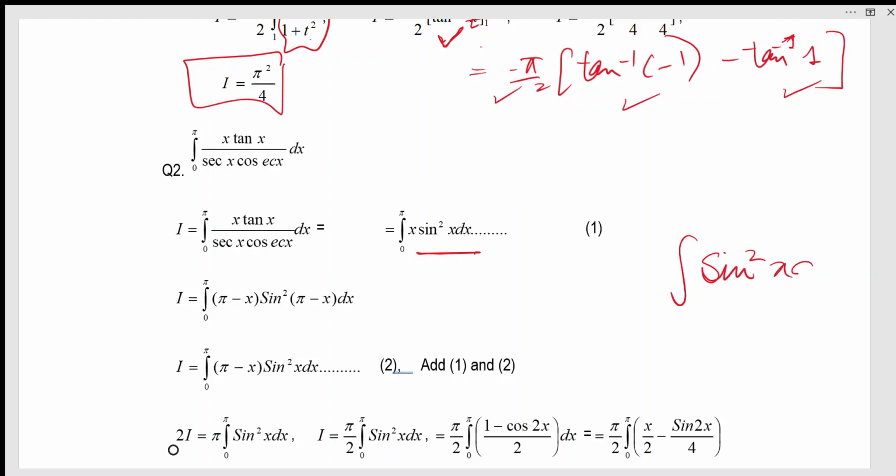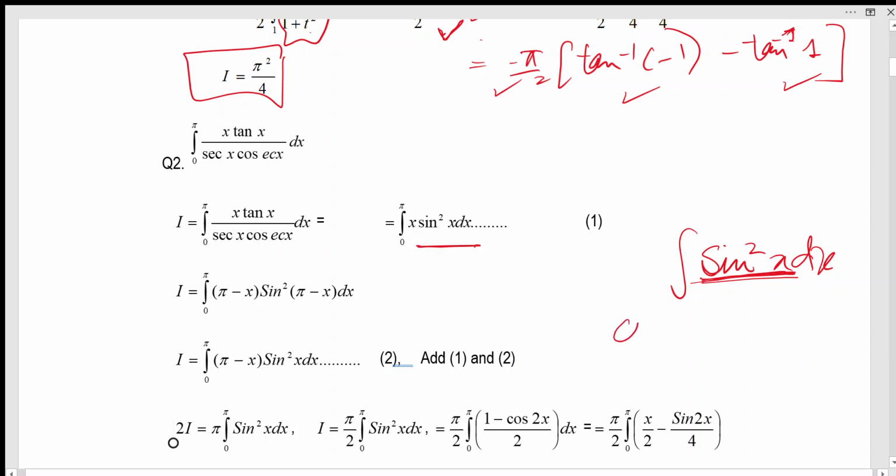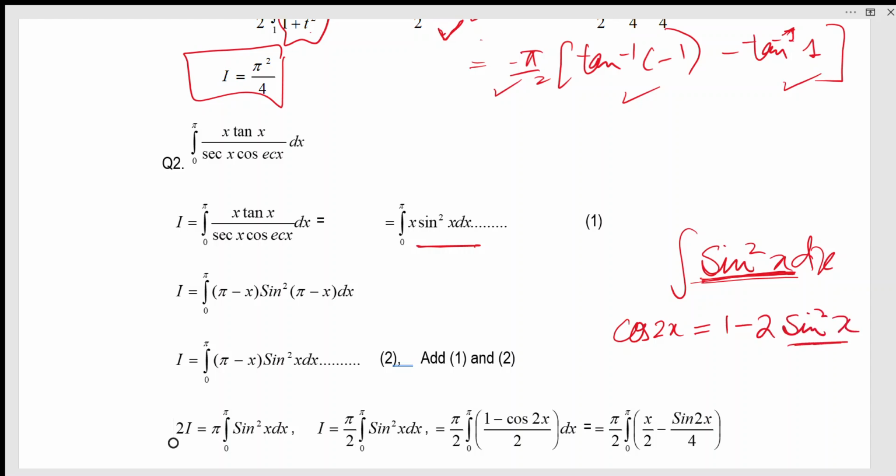I hope you will be able to integrate sine square x. Whenever there is square, whenever there is cube, sine cube x, cos square x, sine raised to power 4x, cos raised to power 4x, all these questions are done using the identity, and you use the formula for cos 2x. The formula for cos 2x is 1 minus 2 sine square x. From here you will get sine square x as 1 minus cos 2x upon 2. You will use this, but you will do it later.